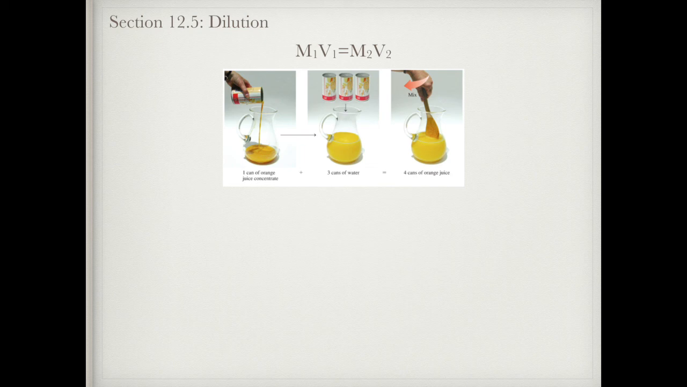So for example, my M1 would be my concentrated orange juice, and I've got a volume of just 1 can. So my M1 would be the concentration of my concentrated orange juice. My V1 would be 1 can. My M2 would be, well, I'm going to need to calculate whatever the concentration of my final orange juice solution is. And the volume is going to be 4 cans because I have 3 cans of water and 1 can of orange juice. So that's my V2.